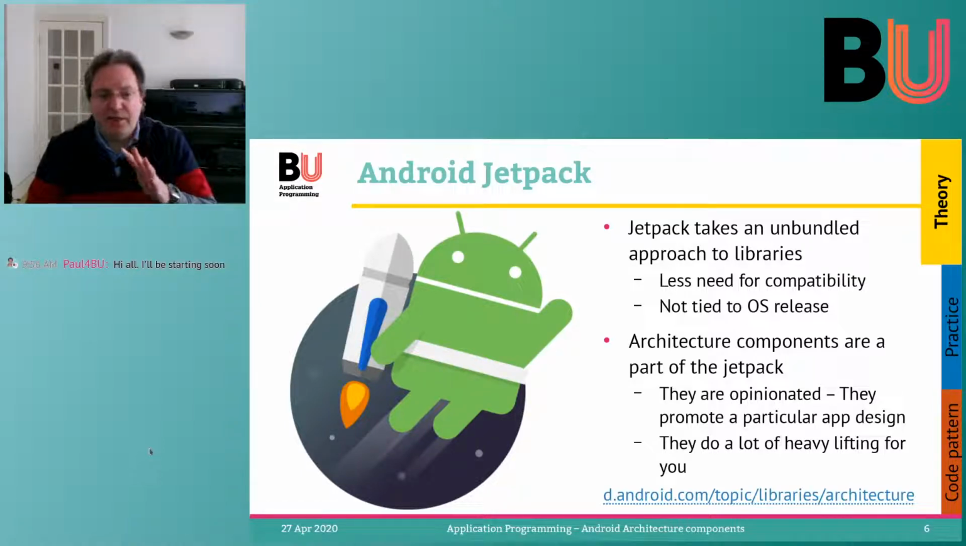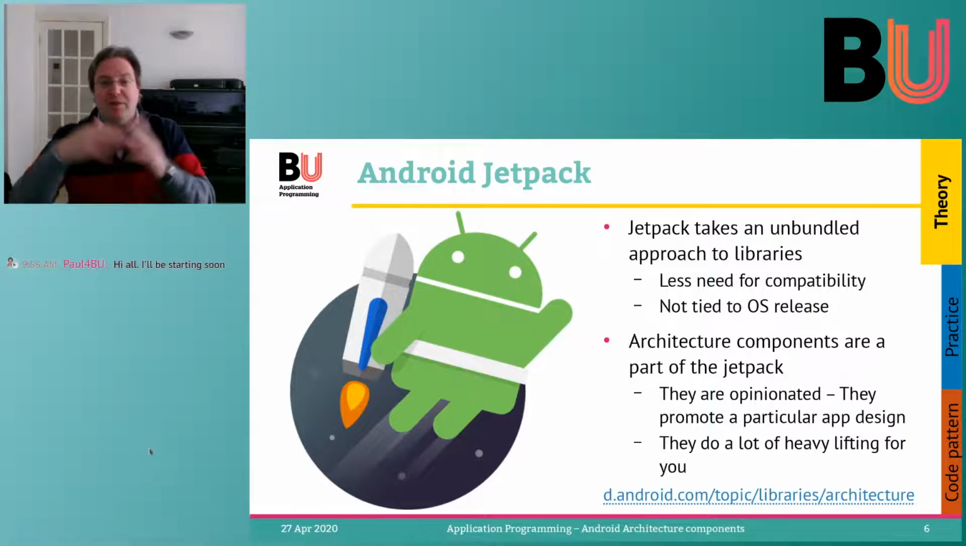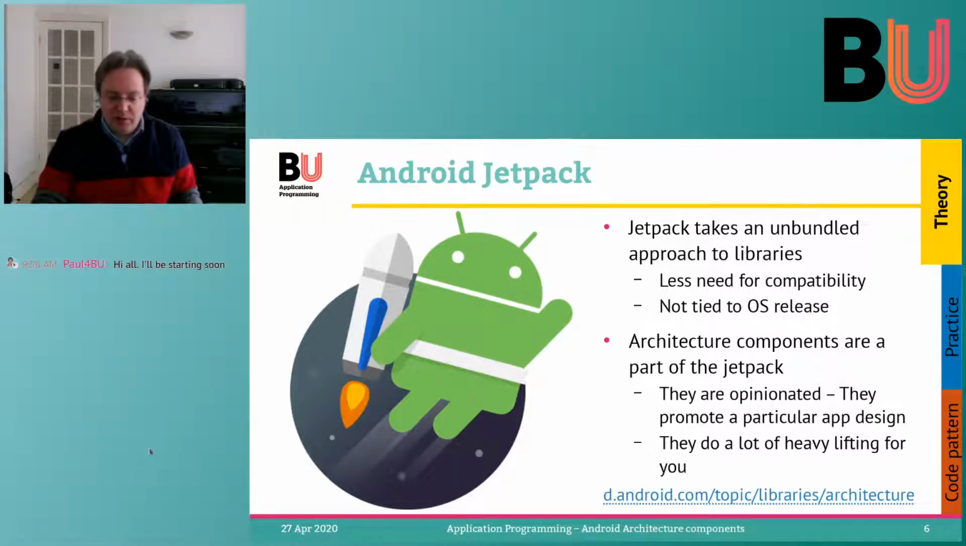And as part of that, there was also a lot of demand from developers for Google to provide more guidance in how you actually create your application. What is a good design for an application? Of course, there are many ways to design an application, but they wanted something that said, okay, this is supported by Google, this is a good way of doing it. And that is what the architecture components basically are. They are part of the Jetpack, and they provide components that can help you with the design or architecture of your application.